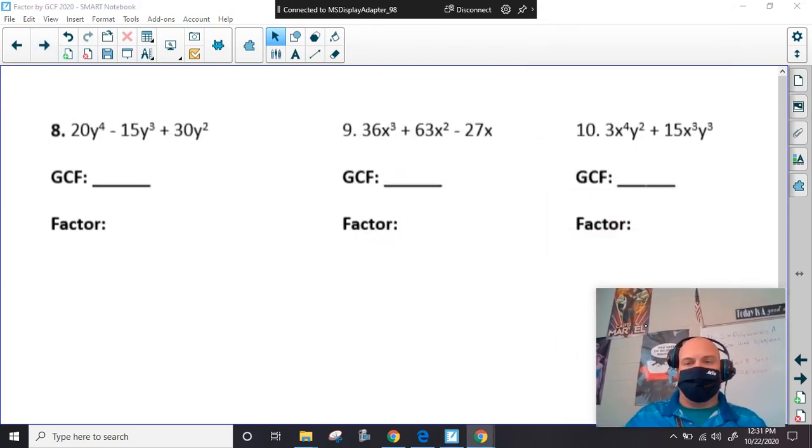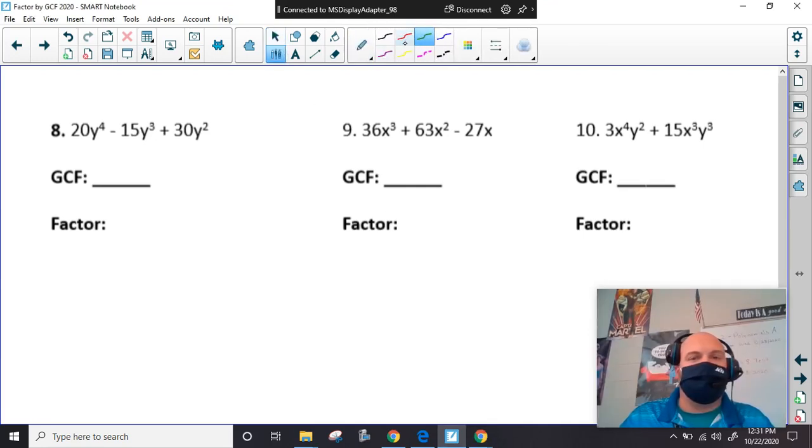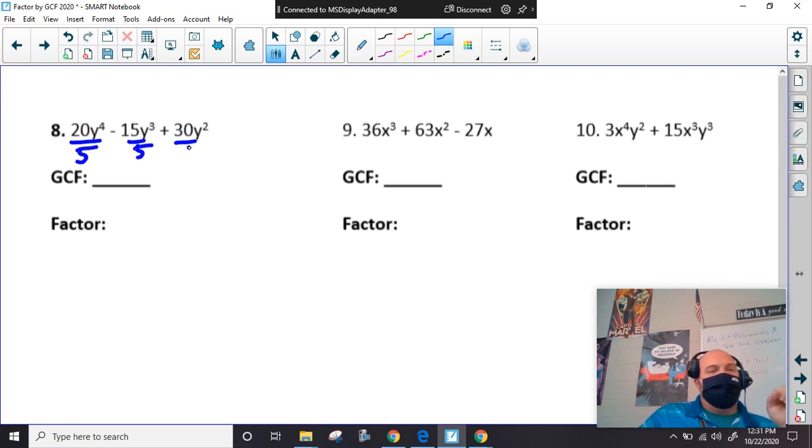I'll move myself down here for the time being. All right. 20, 15, 20, 15, and 30. What's the biggest thing we can take out of all those? 5. Yep. And the smallest power of y would be y squared. All right, so that's what I'm dividing out this time.